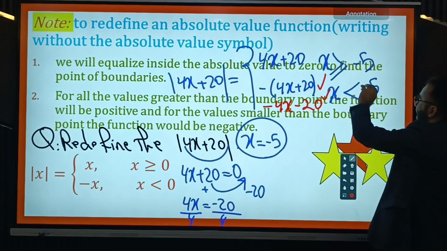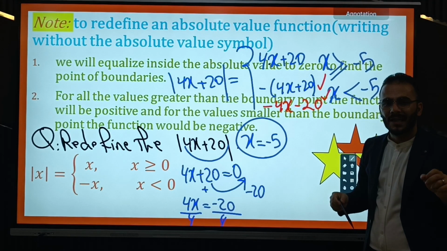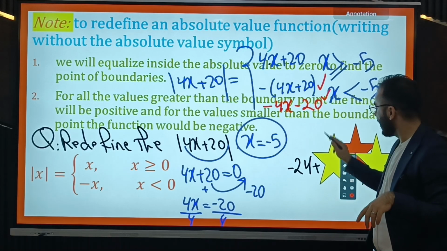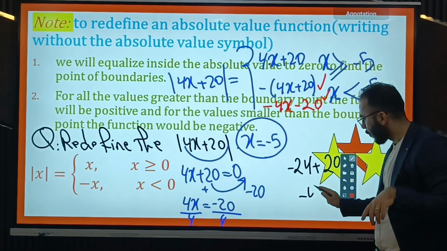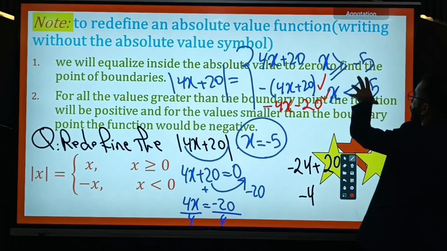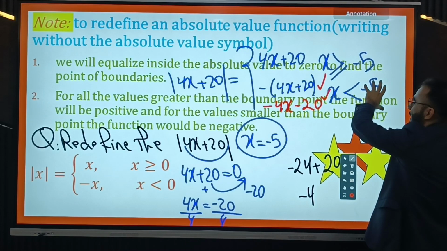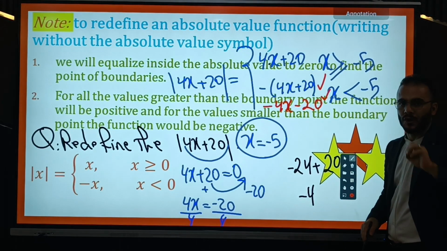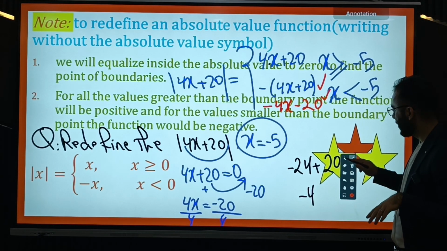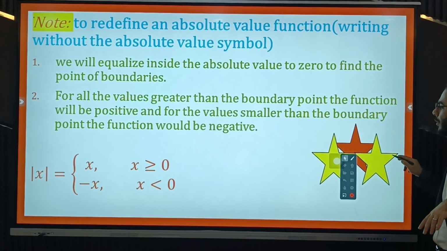How about for values less than negative 5? Let's say negative 6. So 4 times negative 6, negative 24. Negative 24 plus 20, you're going to get negative 4, which is a negative number. So for all the values greater than negative 5, we will have a positive result. For values smaller than negative 5, we are going to have negative results. That's all about redefining a function. So let's go to the upcoming slides and see what kind of example we have.